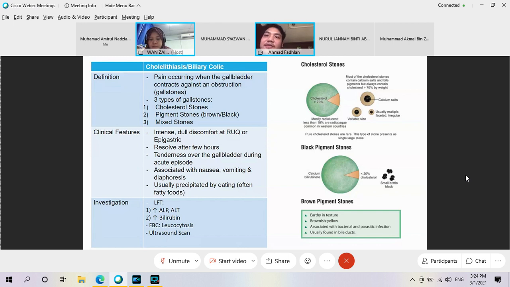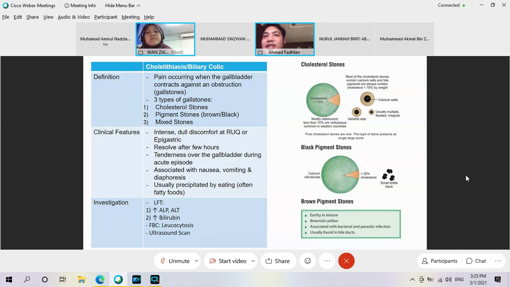So the clinical features for biliary colic are intense, dull discomfort at the right upper quadrant or epigastric region, and it resolves after a few hours. Tenderness over the gallbladder during acute episode. It is associated with nausea, vomiting, and diaphoresis, and usually precipitated by eating, often fatty foods.